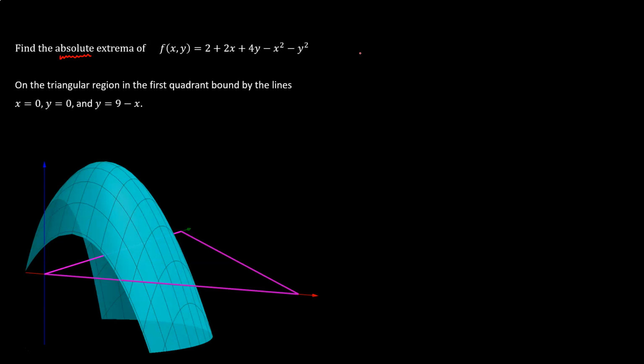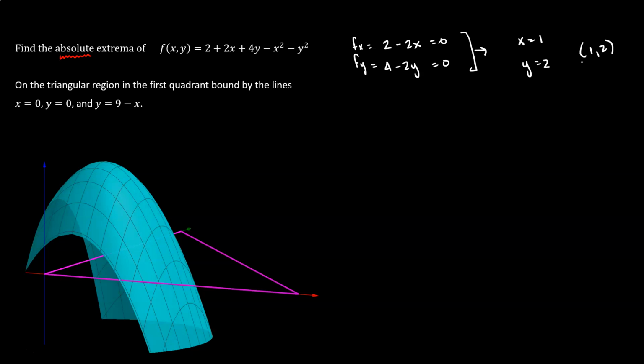So we'll start by finding the regular critical points. For that, we're going to need the partial with respect to x, the partial with respect to y. Set them each equal to 0 and solve. These are both pretty simple equations, so we can solve them right away. X should be equal to 1, y should be equal to 2. So we have a critical point at (1, 2).